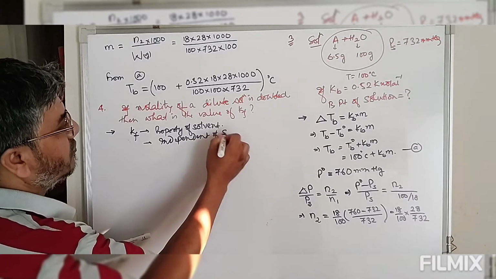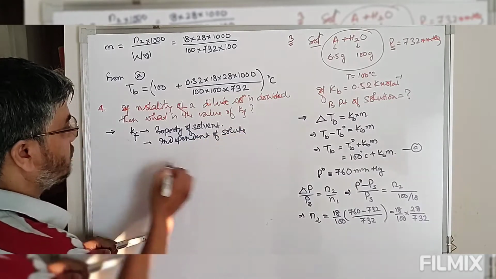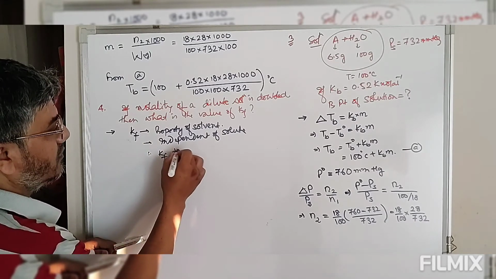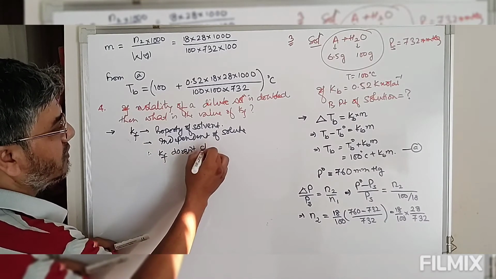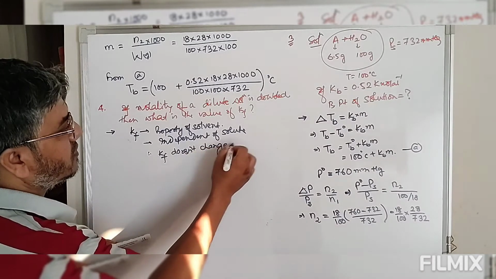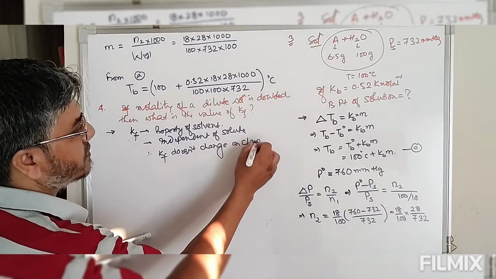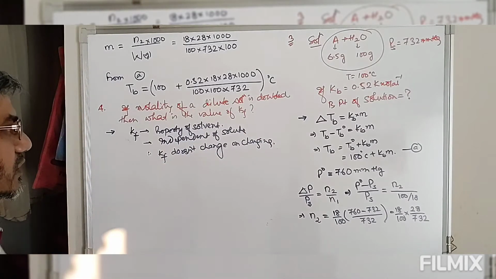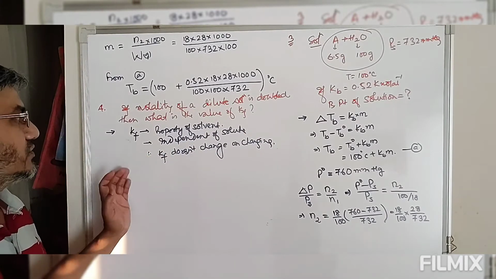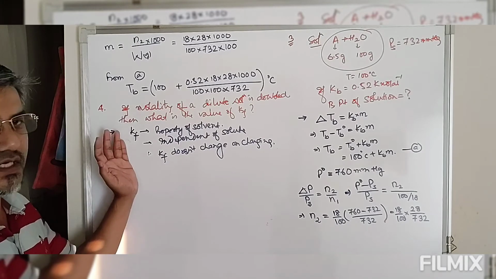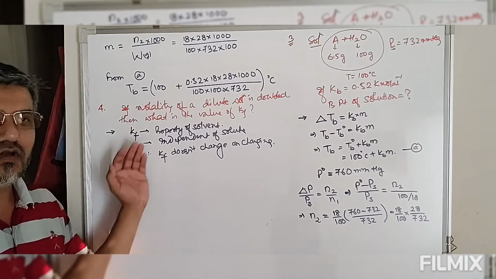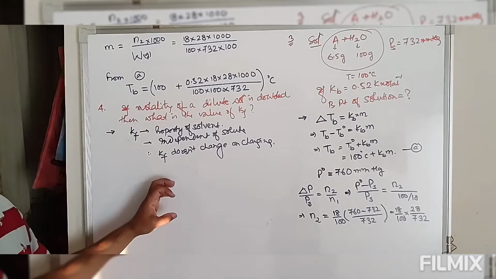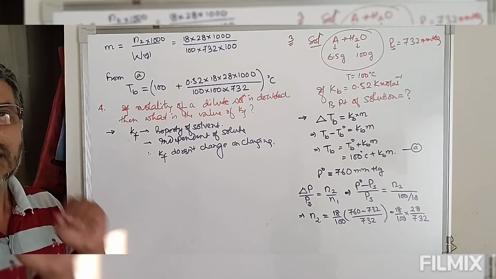Independent of solute. So therefore Kf does not change on changing concentration. So we can change the concentration of solution, dilute solution. By changing the concentration of dilute solution, this constant Kf or Kb will not have any effect, because this Kf or Kb is a property of solvent, depends only on the solvent.